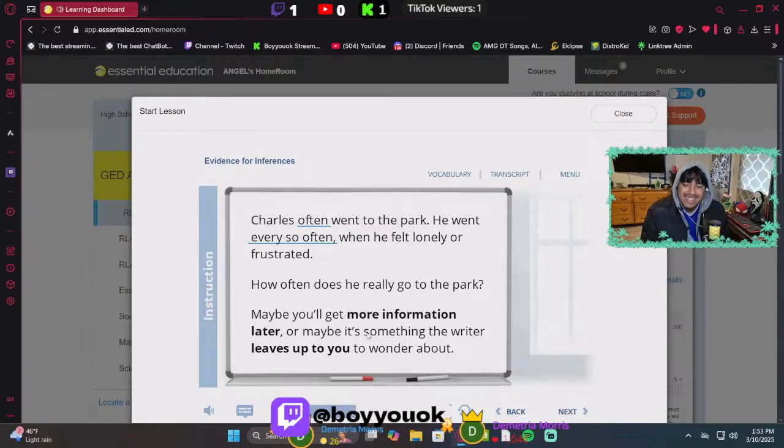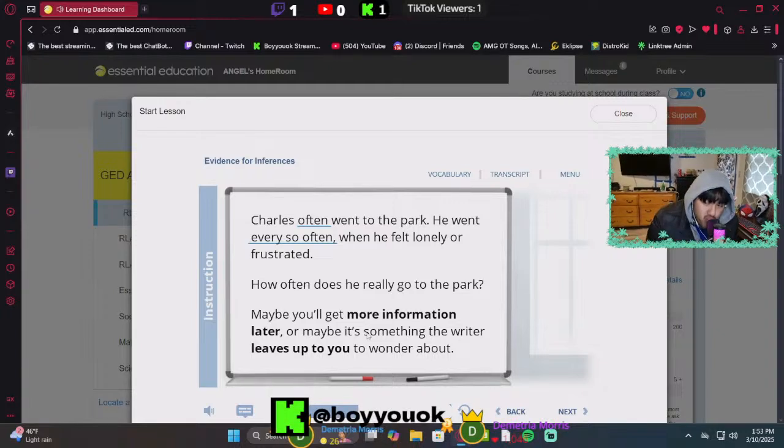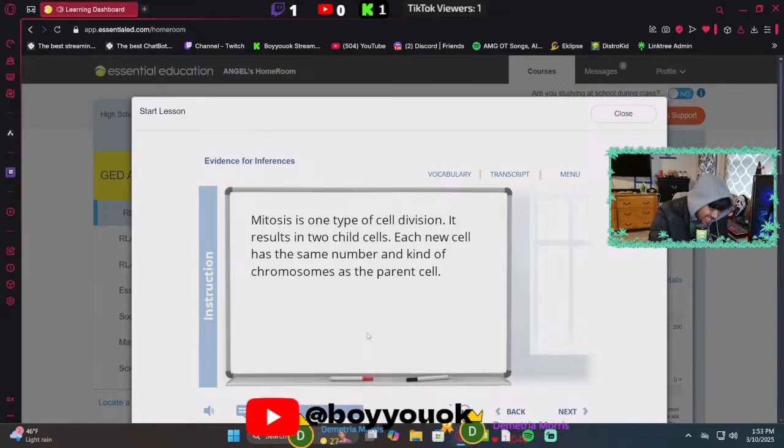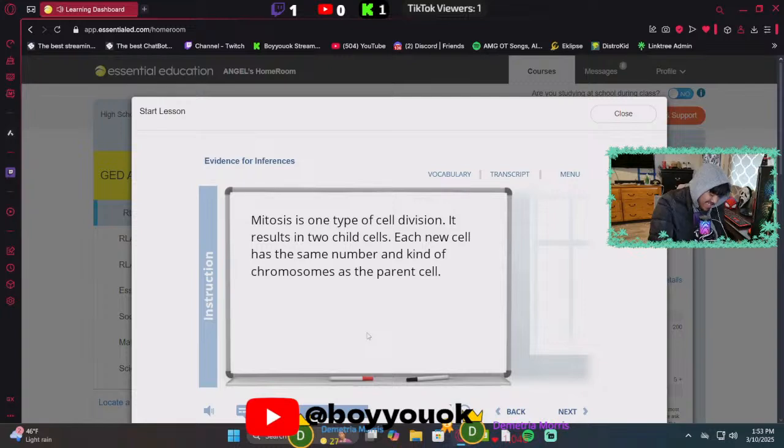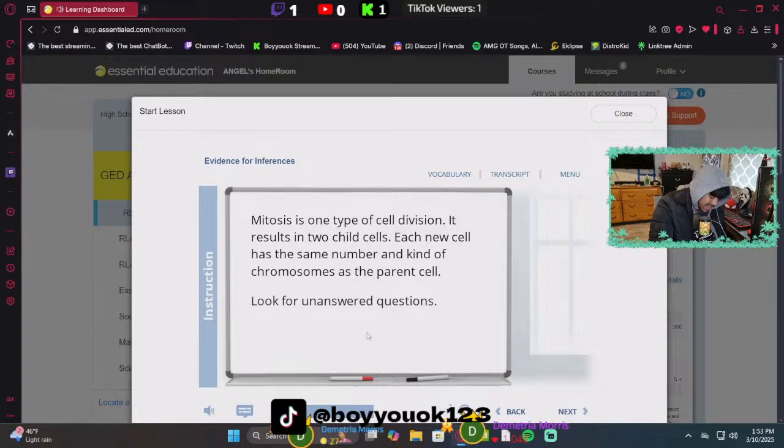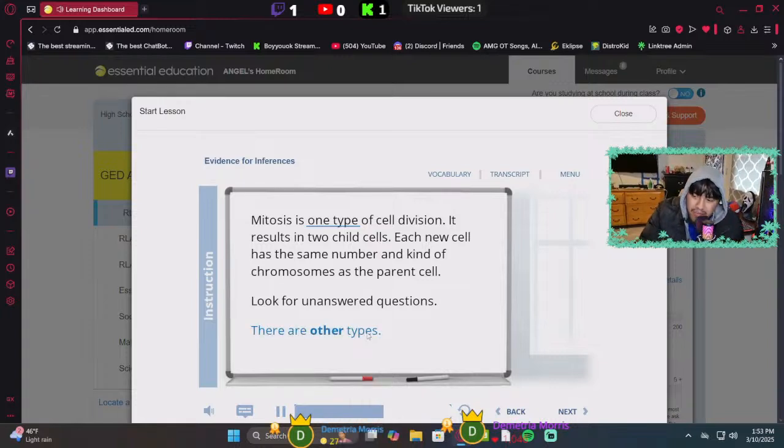Another way things can be uncertain is when information is missing. Look at this example. It's a description of mitosis, a way that cells reproduce. What's uncertain here? Well, there's an obvious question that's left unanswered, and that's what you want to look for. Unanswered questions. It says mitosis is one type of cell division. That implies that there are other types. What are they? How are they different? Maybe this uncertainty is explained later, or maybe it's something you'll need to figure out on your own.